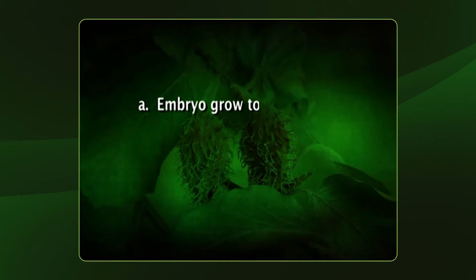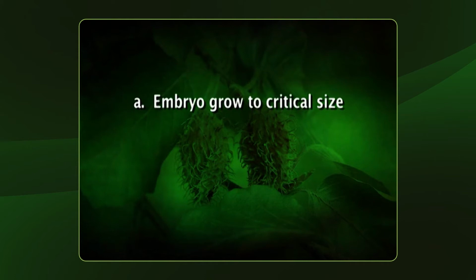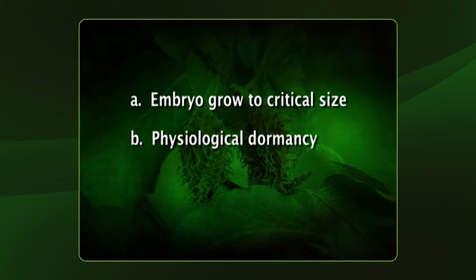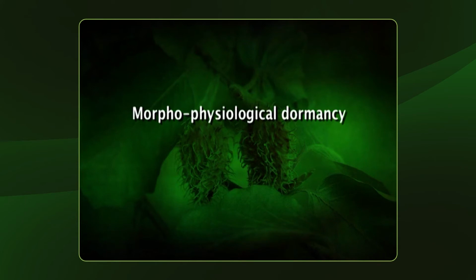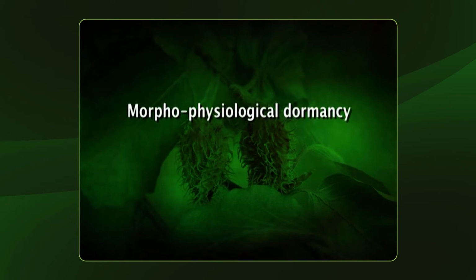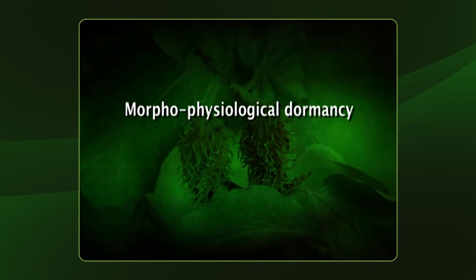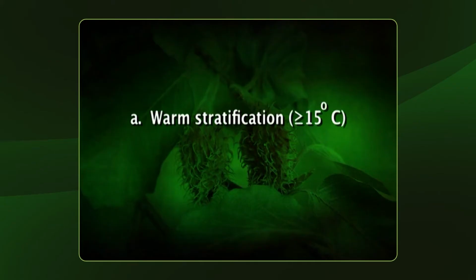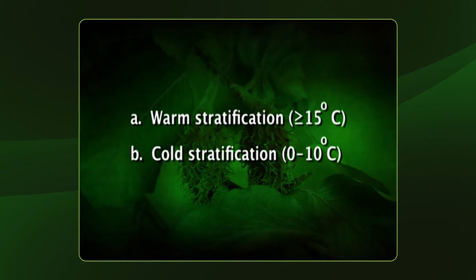Seeds with morphophysiological dormancy require overcoming two hurdles before germination in them can begin. Number first, the embryo must grow to the critical size, which is species specific, and number second, it must overcome physiological dormancy in it. Different treatments are responsible for breaking dormancy in seeds with morphophysiological dormancy, which may act in isolation or in combination to induce germination in seeds. These include number first warm stratification, number second cold stratification.